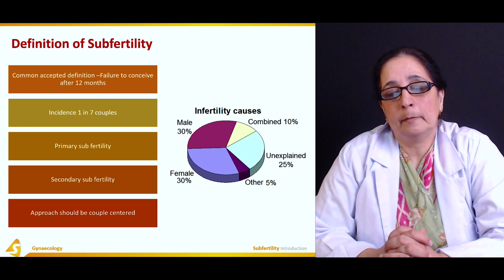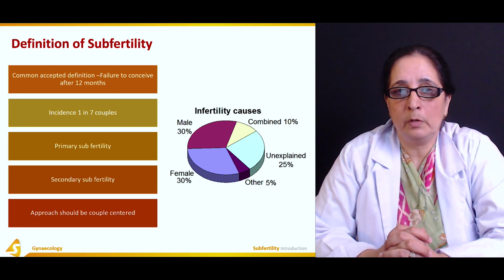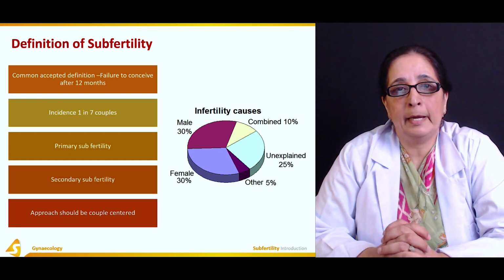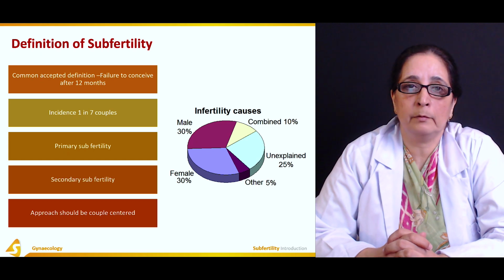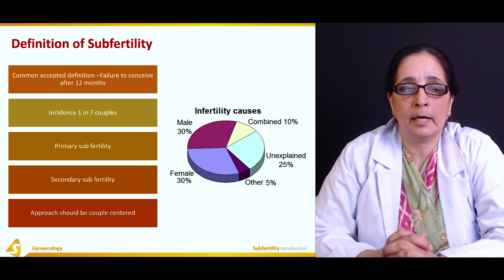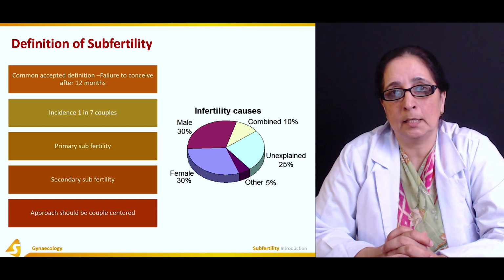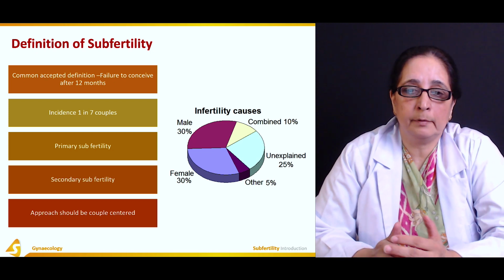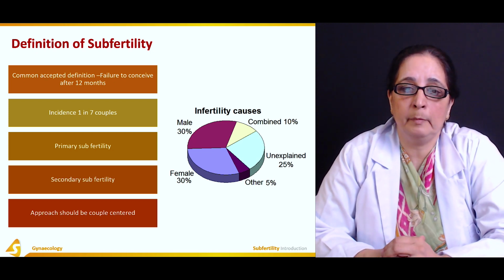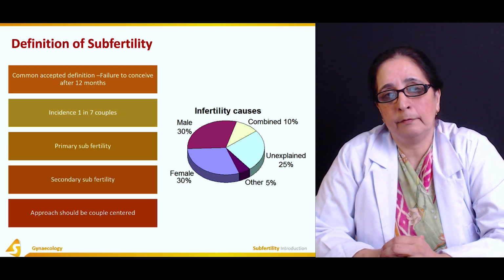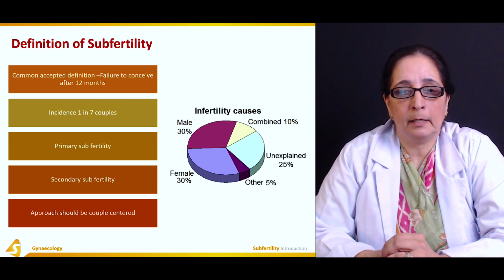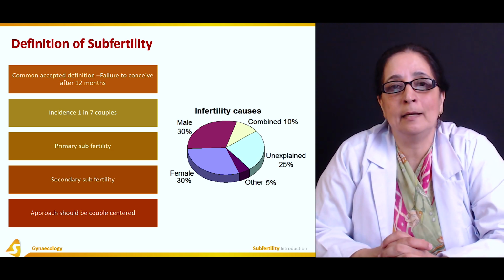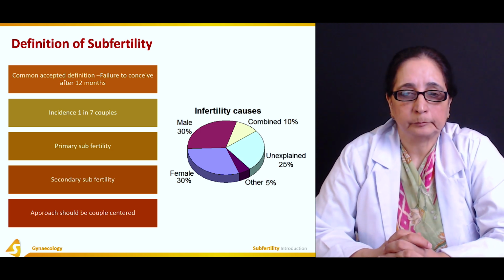There is primary subfertility, someone who has never been pregnant, or in case of male, someone who has never fathered a pregnancy. That is primary subfertility. But secondary subfertility is when, once they get pregnant in case of female, or in case of males if they fathered a pregnancy, but then later on there is failure to conceive, that's secondary subfertility.